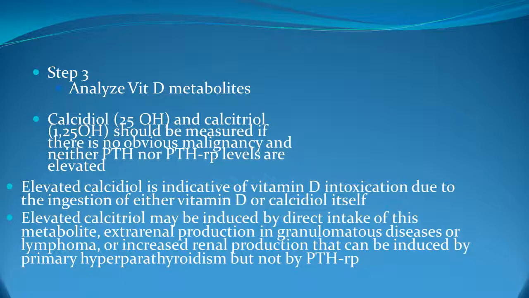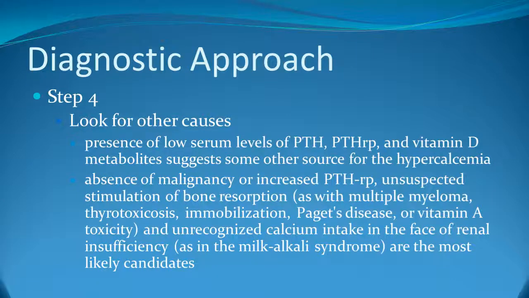Elevated calcitriol may be induced by direct intake of this metabolite, extrarenal production in granulomatous disease or lymphoma, or increased renal production that can be induced by primary hyperparathyroidism but not by PTH-RP.